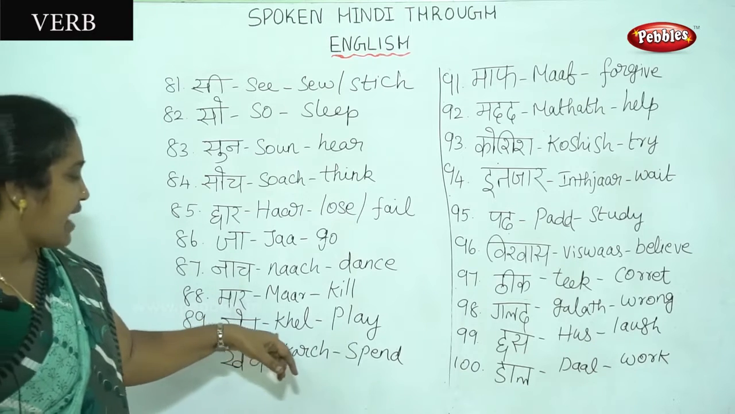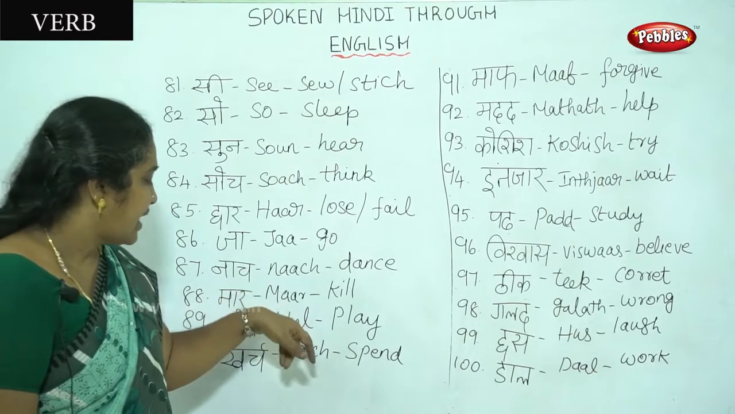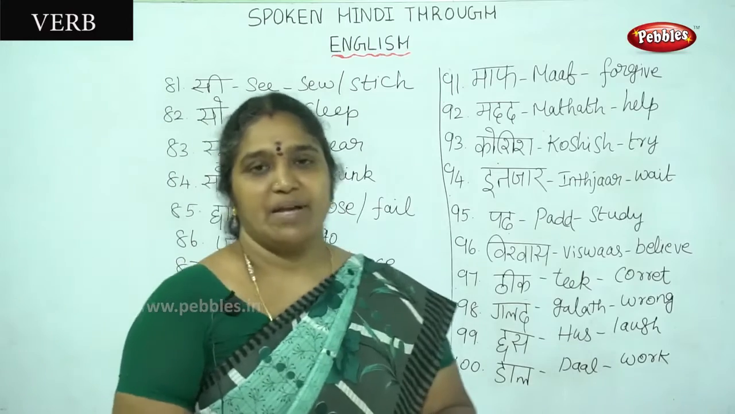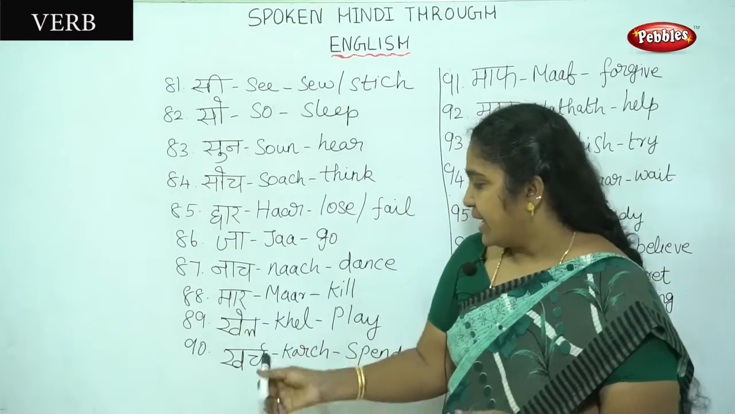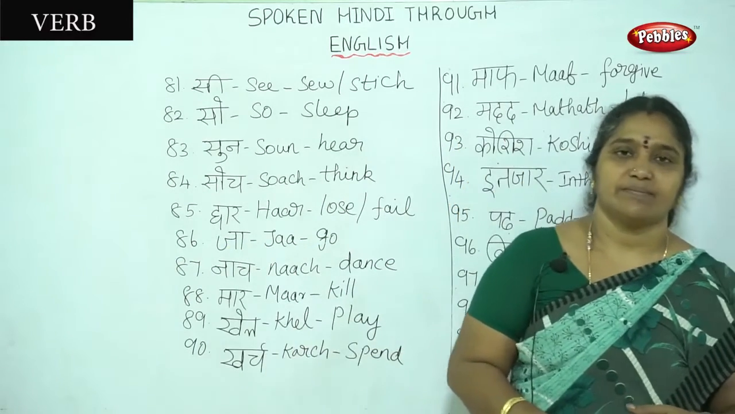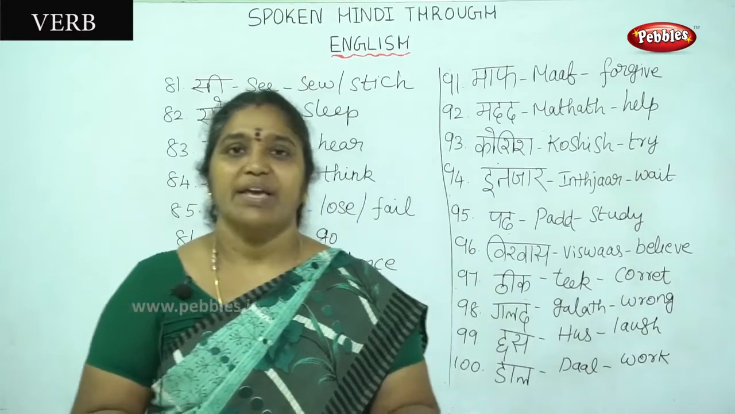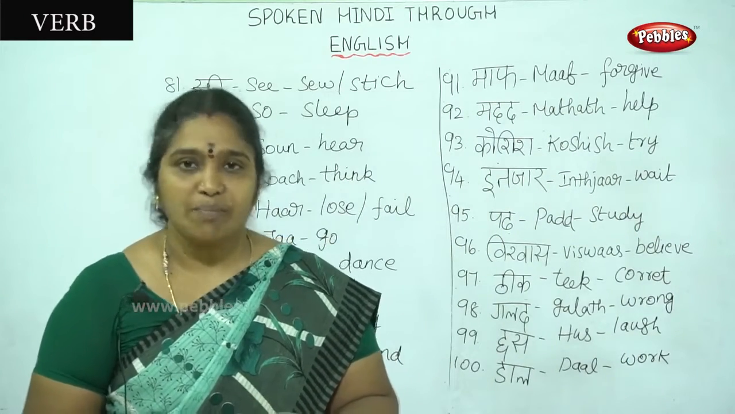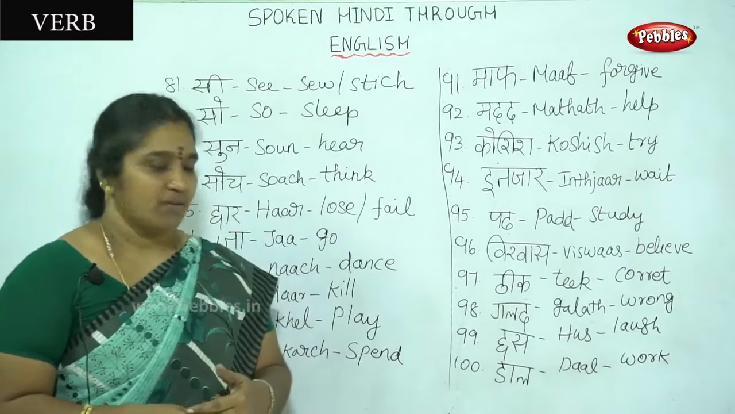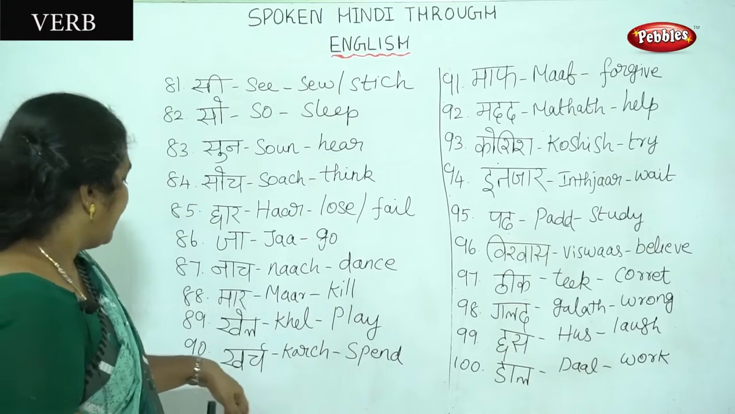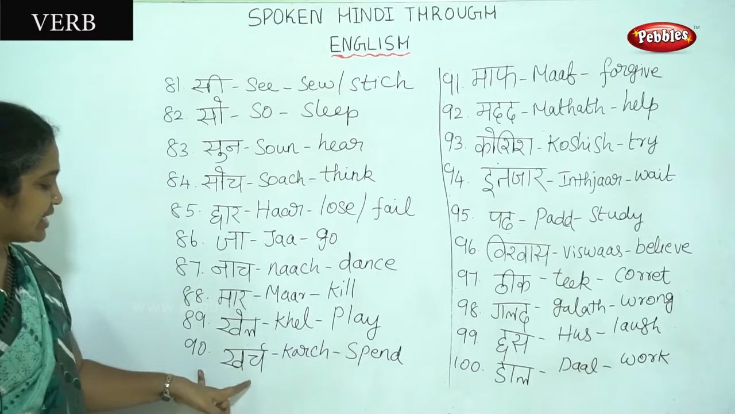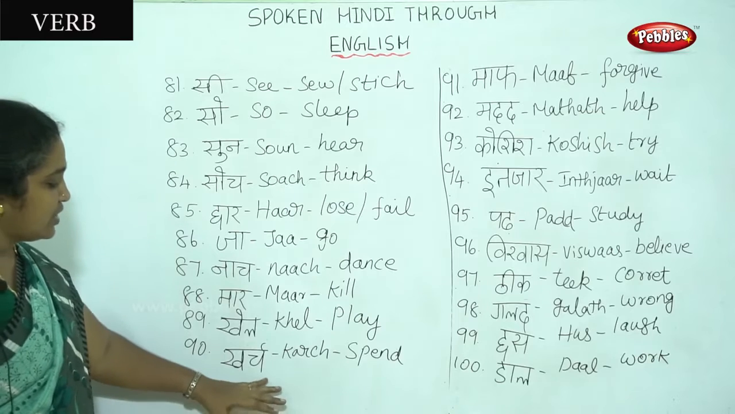Then 89 is khel. The pronunciation is khel. The meaning is play. हर बच्चे खेलने चलता है. Every child wants to play. The 90th one is kharch.